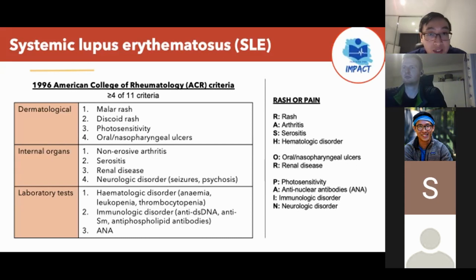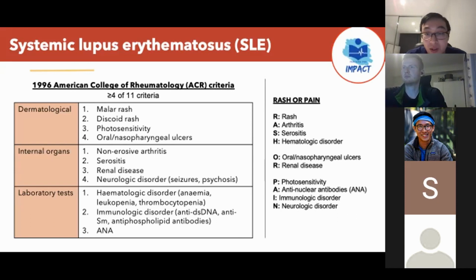And the 3 laboratory tests are hematologic disorders, so cytopenias, immunologic disorders, so the 2 specific antibodies, double-stranded DNA and anti-Smith, and also, commonly about 40% of patients with SLE have secondary antiphospholipid syndrome. So you'll often also send off antiphospholipid antibodies as well, and that's part of the criteria. And, as I said before, most patients are ANA positive.